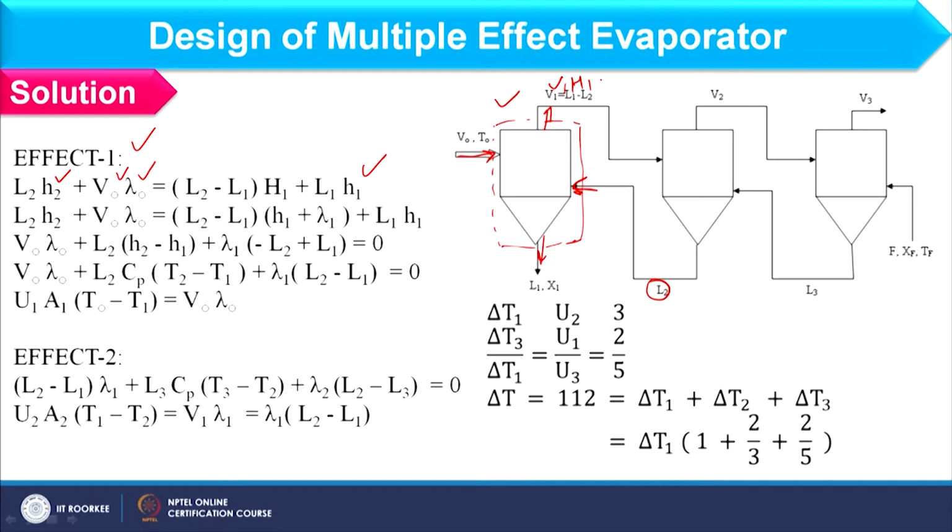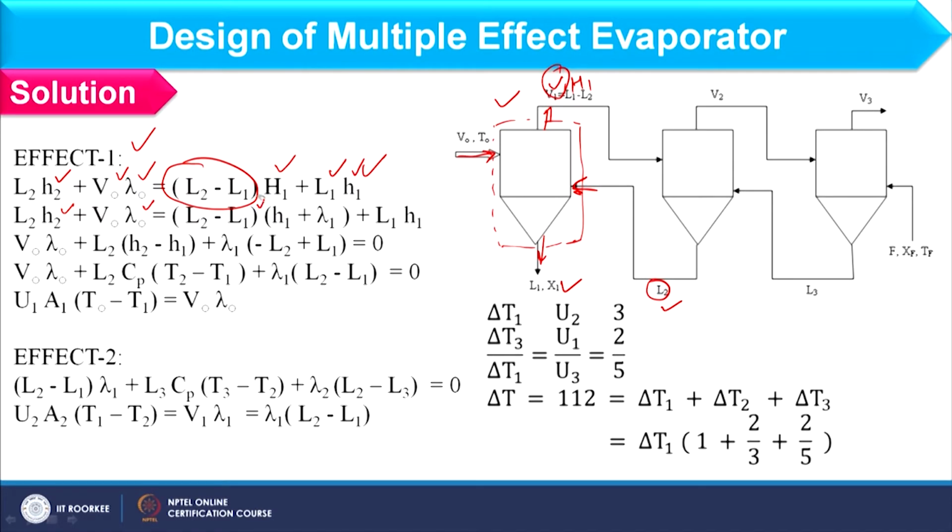So, when we make the balance for V1, that should be nothing but L2 minus L1. So, I am considering L2 minus L1 capital H1, because that is the enthalpy of the vapor. Okay. And similarly, I am considering L1 which contains enthalpy H1. So, let us elaborate that. Further, I am having L2 H2 plus V naught lambda naught, right.